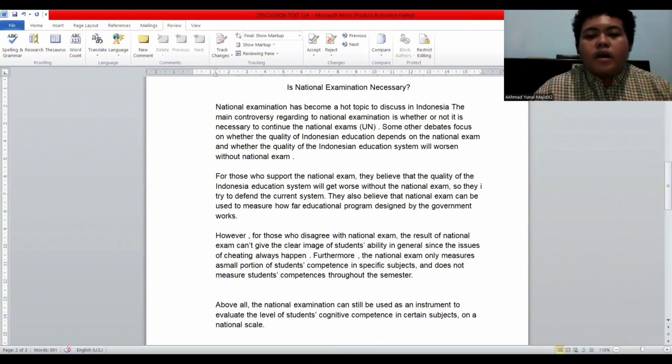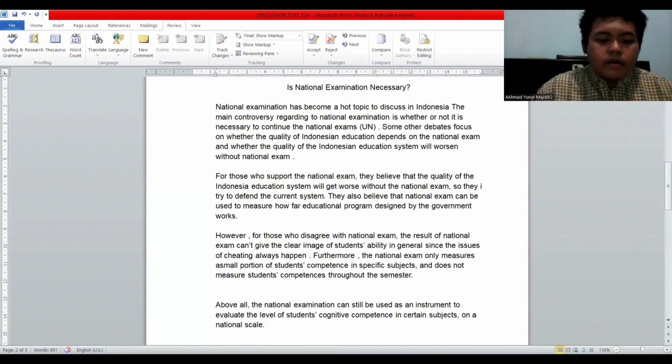Furthermore, the national exam only measures a small portion of student competence in specific subjects and does not measure students' competence throughout the semester. So those who disagree with the national examination say that the result cannot describe students' ability in general. Why? Because there is an issue: there are so many people who cheat, and the national examination only measures a small portion of the basic competency that has been taught to students.